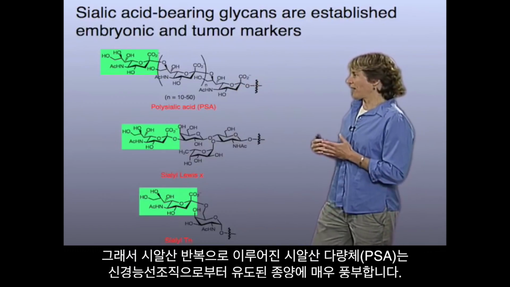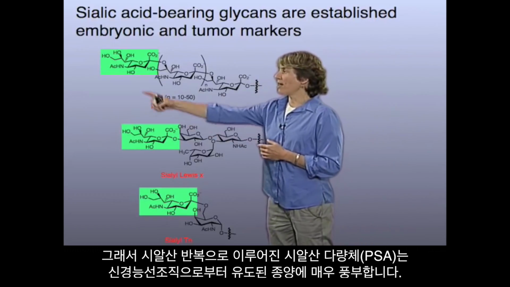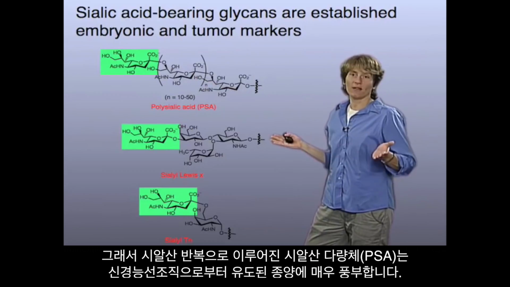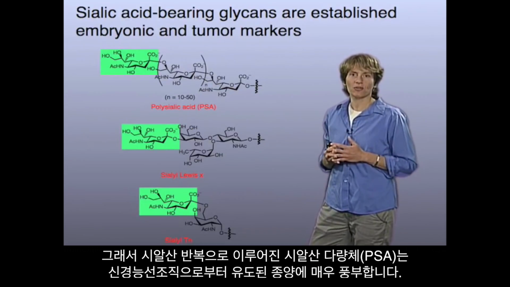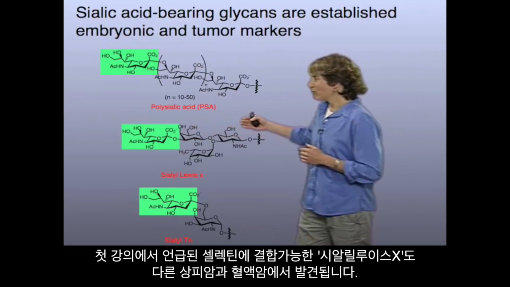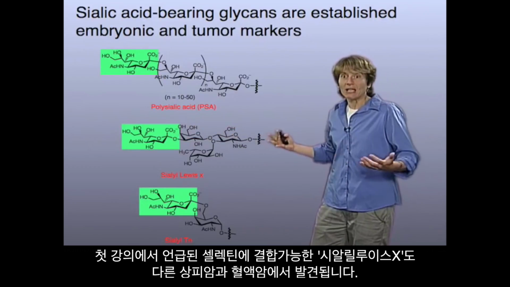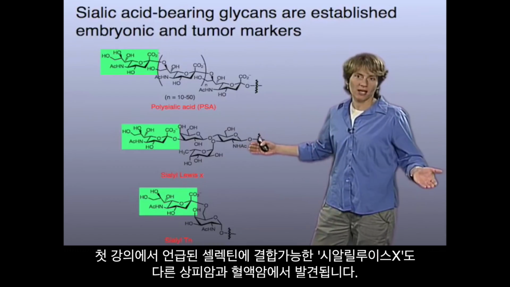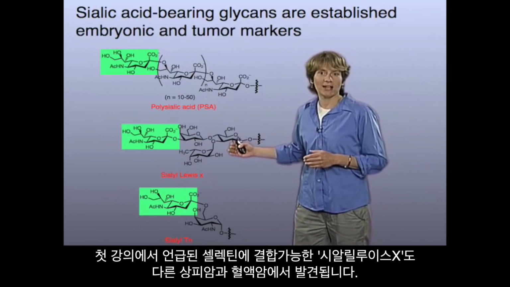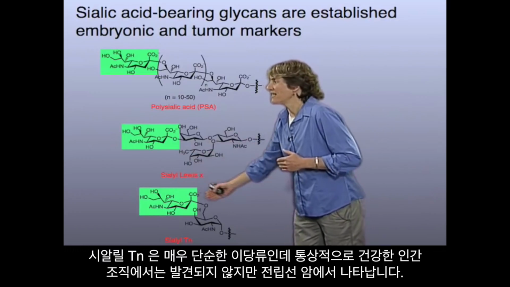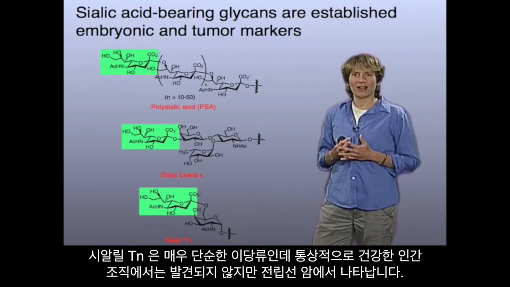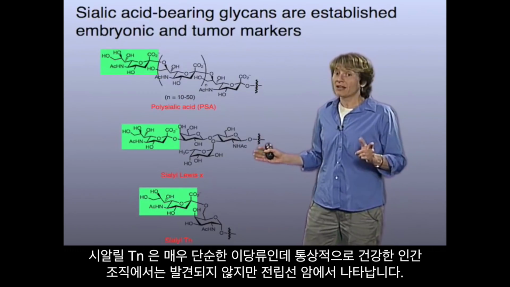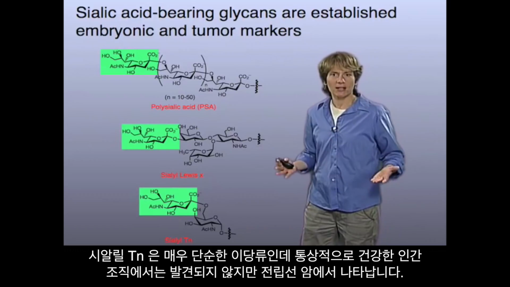So polysialic acid, which is a homopolymer made up of repeating units of sialic acid, is highly abundant on a variety of tumors that are derived from neural crest tissue. Sialyl-Lewis X, which I mentioned before, is part of the ligand for the selectins, and is also found in elevated levels on a variety of different epithelial cancers and blood cancers. And sialyl-Tn, a very simple disaccharide, is actually not normally found on any healthy human tissue, but it appears on a variety of prostate cancers.